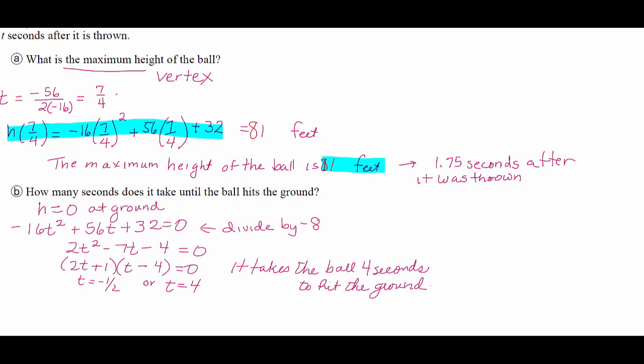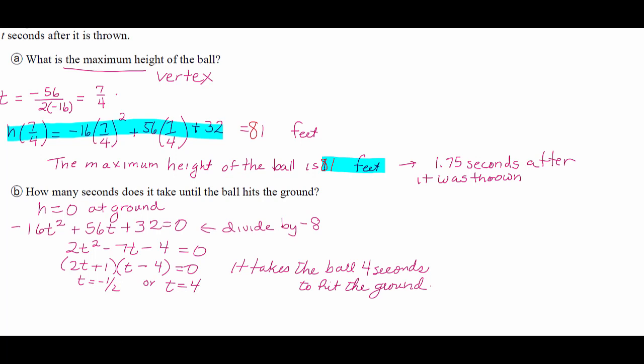So as you know, to find the maximum height of the ball, we're looking for the vertex. So you're going to first find the time it took for the ball to hit the maximum height. And that's given by t equals the opposite of b over 2a. And so I went ahead and did that here. And I got 7/4 seconds, so 1 3/4 seconds for the ball to hit its maximum height.